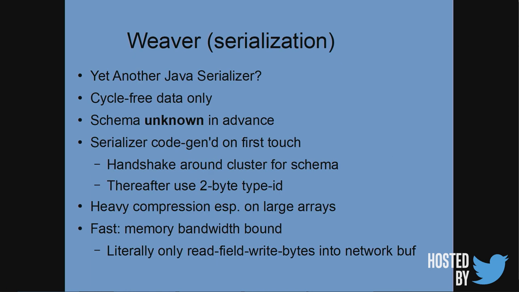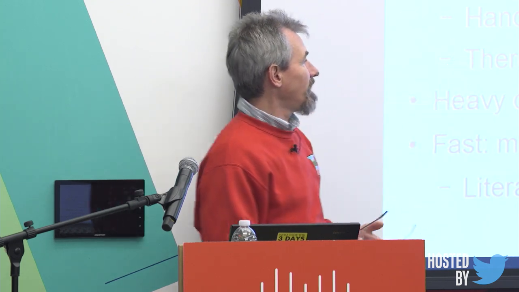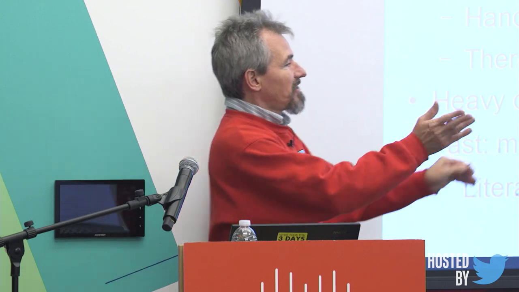The Weaver, this is like yet another Java serializer, really? But I don't need, for instance, to know the schema in advance. So if you're writing some Java code and it's going to have to go over the wire to another cluster and it has objects and things and bits and bobbles in it, you don't have to do anything at all. You just use it. And you don't have to tell me anything about it, and I'll figure, oh, you're touching this thing and it has to go over the wire now, then I have to serialize it. And how do I serialize it? I codegen on the first touch. I come up with a little 2-byte ID that says here's the type for this guy. I handshake around the cluster: hey guys, if you see this 2-byte ID, this is the type of the thing.